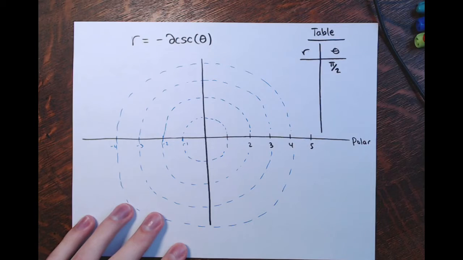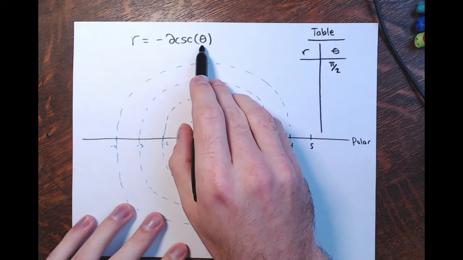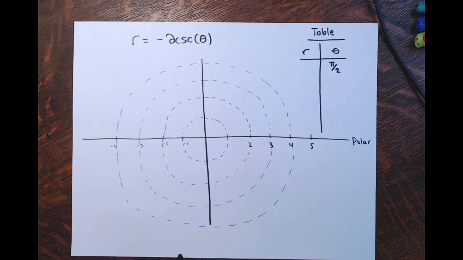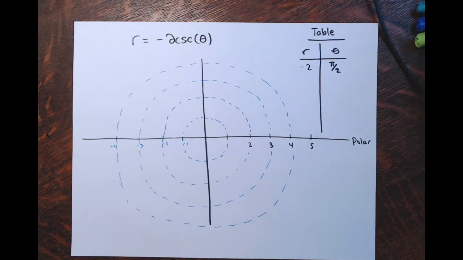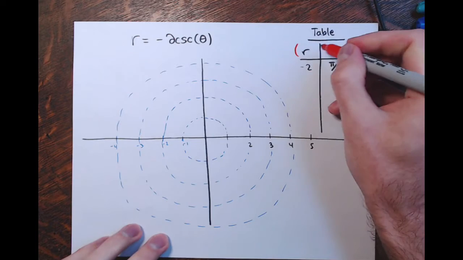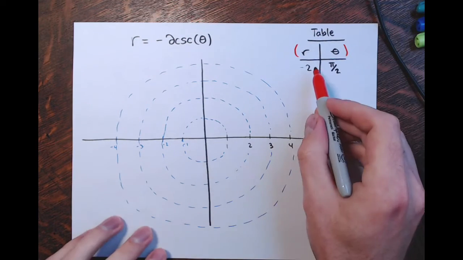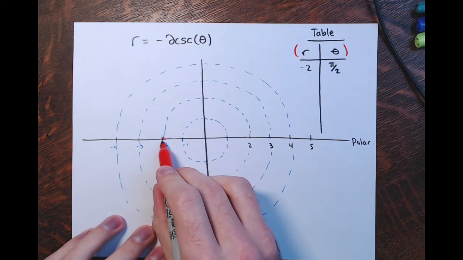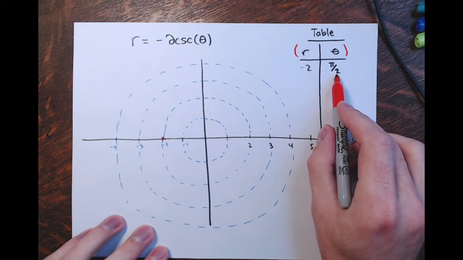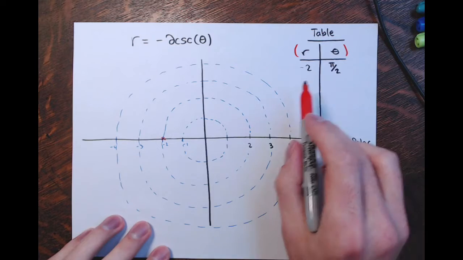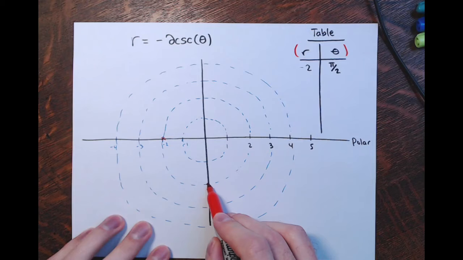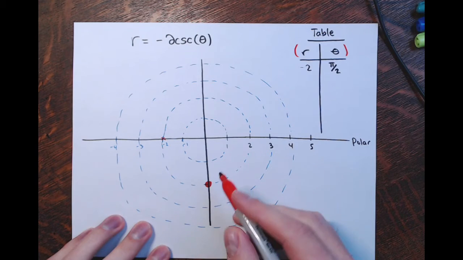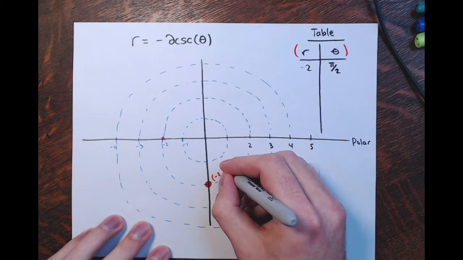What if theta were pi over 2? Remember, the cosecant of pi over 2 would be 1. But then you have times -2, so the value of r would be -2. When I go to plot points, remember it's r comma theta. So I go to -2 on the polar axis, and then I travel positive pi over 2. From here, go counterclockwise 90 degrees, and I'm here. There's the point (-2, pi over 2).